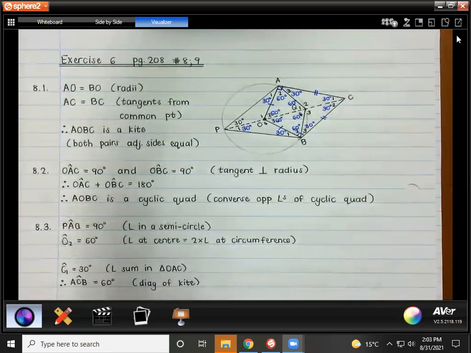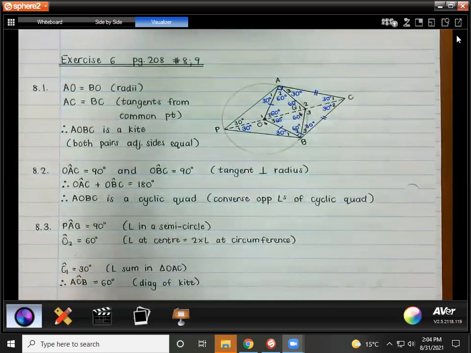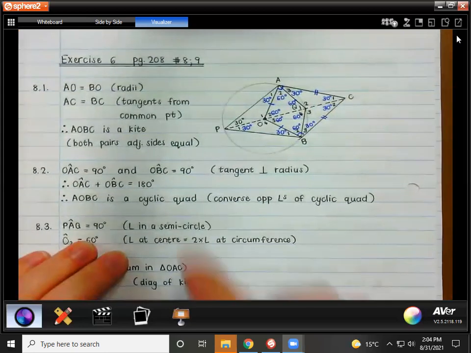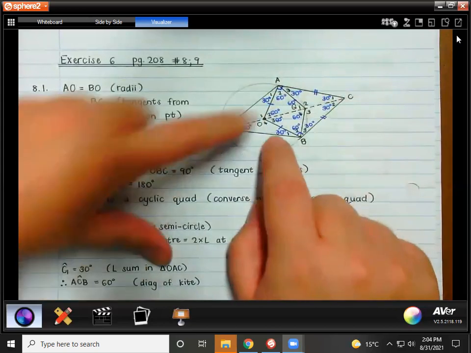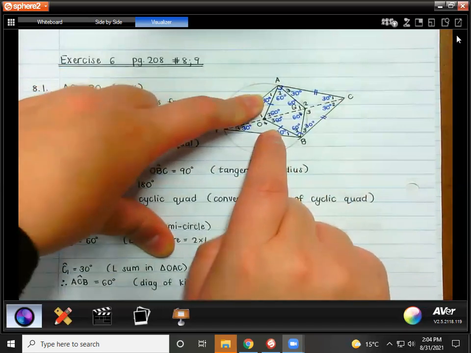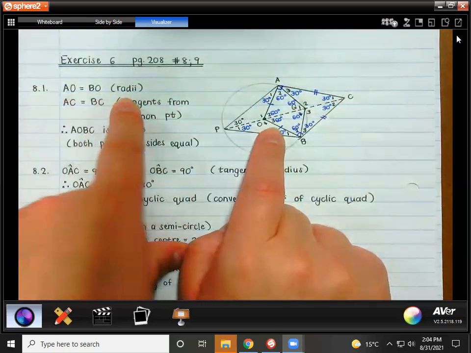Okay, guys, so for 8.1, they asked you to prove that AOBC, so this shape over here, is a kite. You could just use the basic property, or the main property of a kite, which is that both pairs of adjacent sides are equal. Adjacent means sides next to each other, so it's not the opposite sides like with a parallelogram. So for AOBC, those two sides are definitely equal because they're both radii. Do we agree with that? Right, AO is equal to BO because of radii.